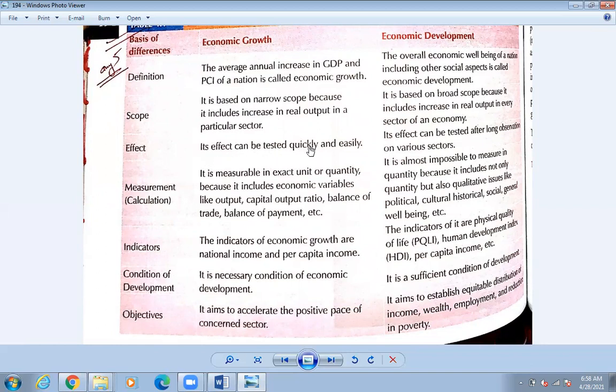so it affects can be tested quickly and easily. Okay, so just two things we need to test, that is GDP and PCI, that means it has a quick testing power. That means its effect is easy for us to test. Okay, so whether growth is happening or not is easy to test, because we just need to measure these two factors only, GDP and PCI only. Okay, but this one is somewhat broader, many topics come in.